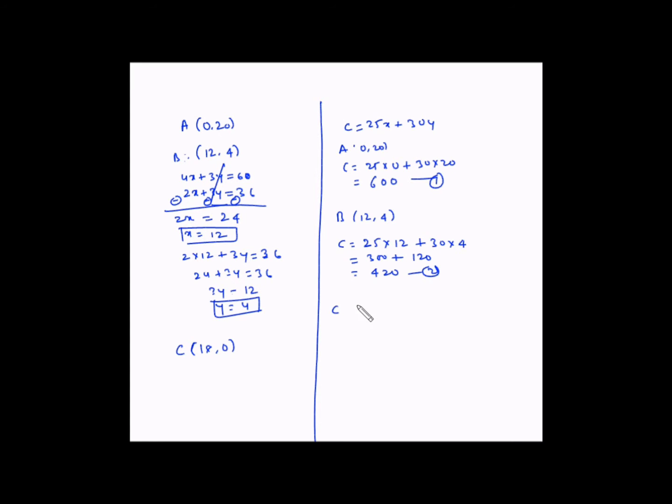Now the coordinates of point C are 18 and 0. So C is equal to 25 multiplied by 18 plus 30 multiplied by 0. This is equal to 450. So if we compare the cost at the points A, B and C, the cost at point B is minimum. So B is the point which can provide us the optimal solution or the least cost.